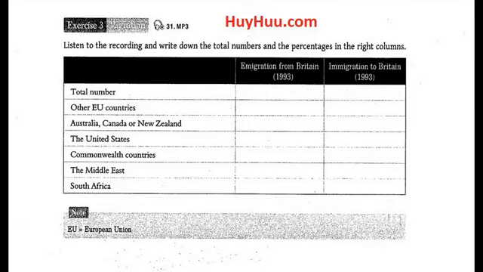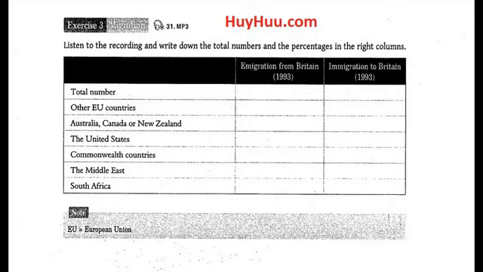Here are some figures about Britain's migration in 1993. There were 227,000 people who left Britain to live abroad. 25% of them left for other EU countries. 19% left for Australia, Canada, or New Zealand. 16% left for the United States. 13% for Commonwealth countries, and 6% for the Middle East. 2% of them left for South Africa.